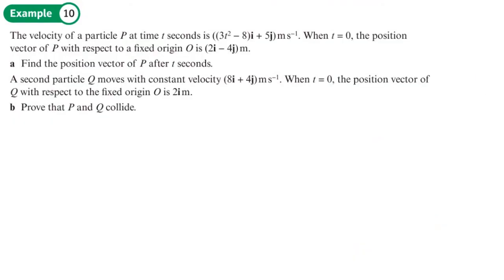The velocity of a particle P at time t seconds is given by this expression here. When t equals 0, the position is given by that, so I'm just going to mark there, that's when t equals 0. That's basically what r is, isn't it? r is 2i minus 4j.